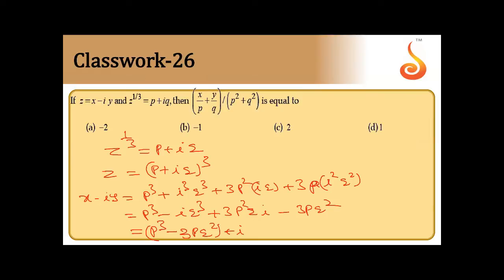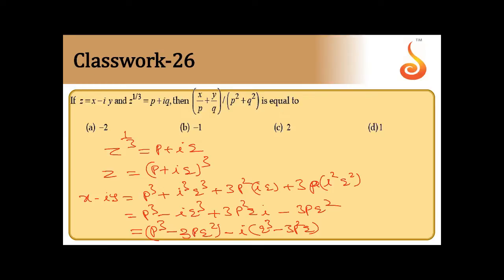So without i terms, with i terms. So i common, I take minus i common. The left side minus is there. Minus i common: q cube minus 3p square q. Okay, now compare the real part and imaginary part.